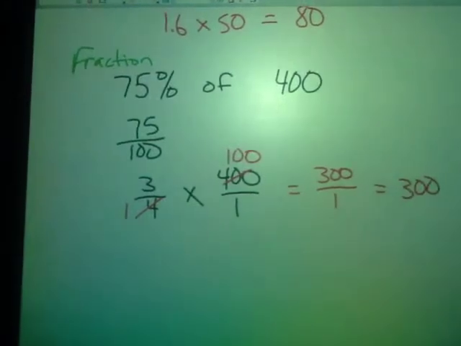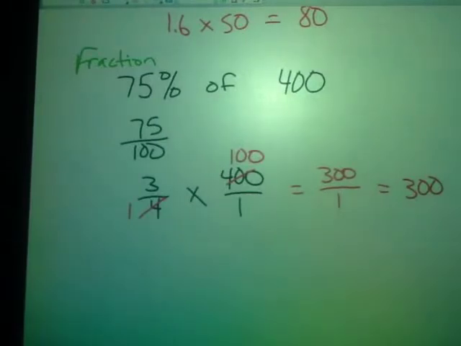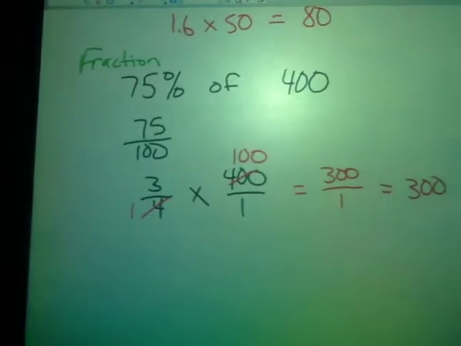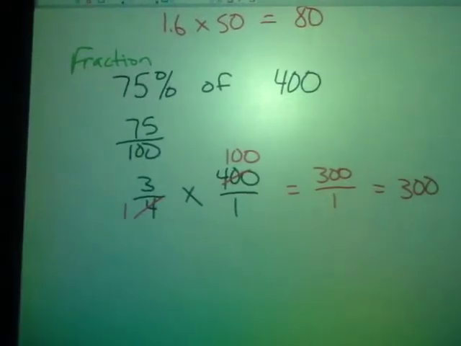This is one where I can take 75% and make it into a fraction in my head very quickly. 75 100ths, and that's reduced down to 3/4. And then notice I multiplied my 3/4 by 400 over 1. I did some cross canceling here. I divided 4 and 400 both by 4. I ended up with 3 over 1 times 100 over 1. 3 times 100 is 300. 1 times 1 is 1. So 75% of 400 equals 300.